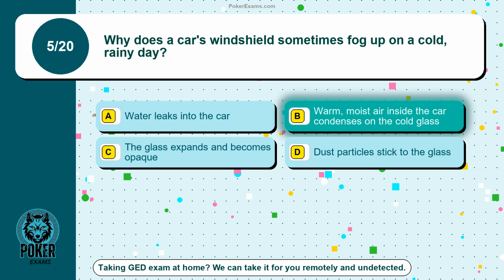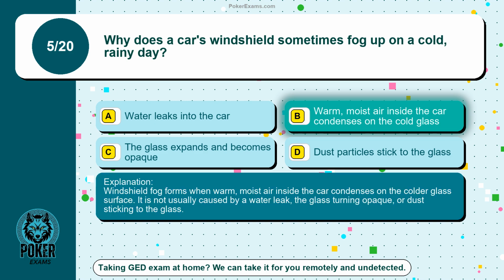The correct answer is option B. Warm, moist air inside the car condenses on the cold glass. Windshield fog forms when warm, moist air inside the car condenses on the colder glass surface. It is not usually caused by a water leak, the glass turning opaque, or dust sticking to the glass.